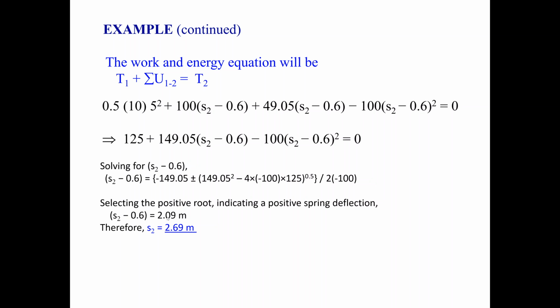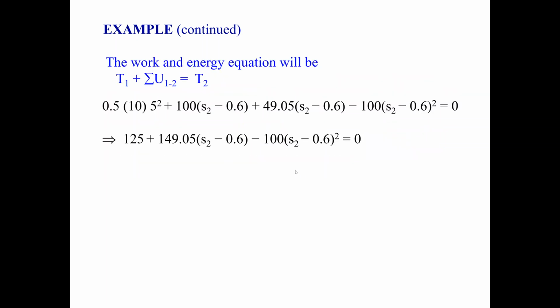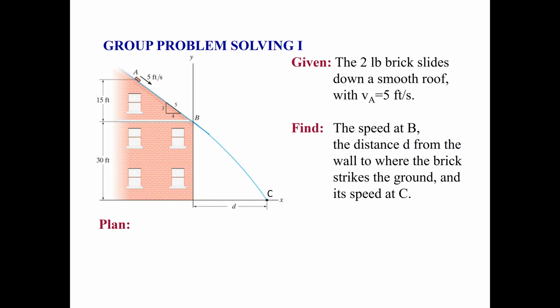This comes out to be 2.09, add 0.6 to it, and you have your total displacement from our original position. If you go back, we started off with 0.6, and then the whole distance was 2.69. So about 2.09 meters was our delta S, how far it went down further.